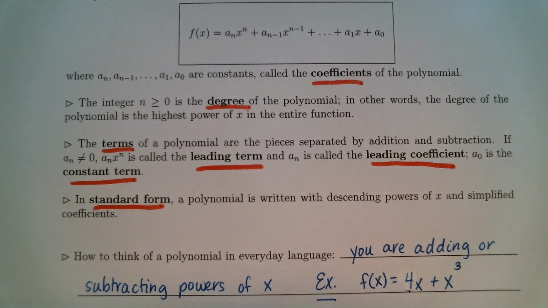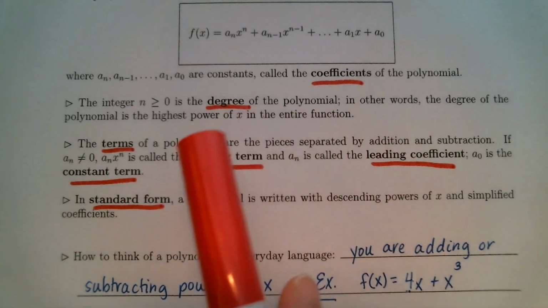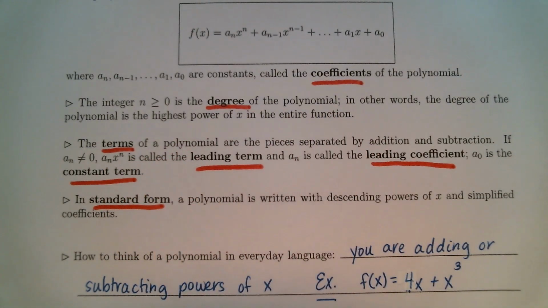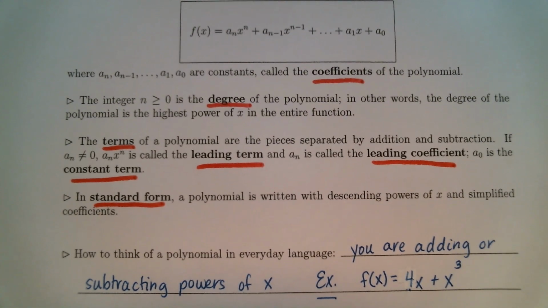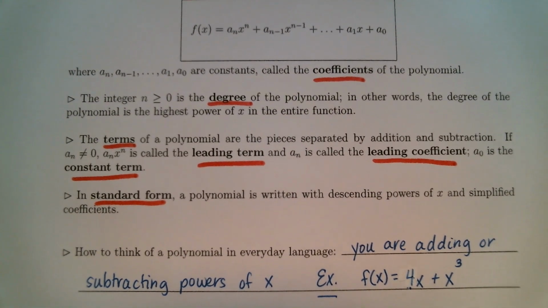So instead of reading through these definitions, I think we're going to jump straight into example 1, where I give you a bunch of polynomials, and for each polynomial we are going to talk about these vocabulary words. So let's go ahead and start on that.